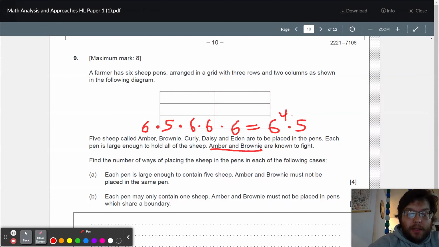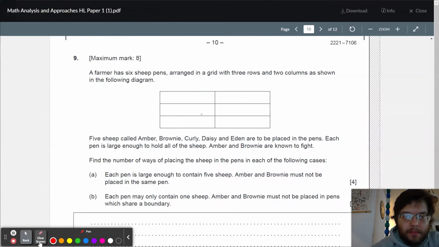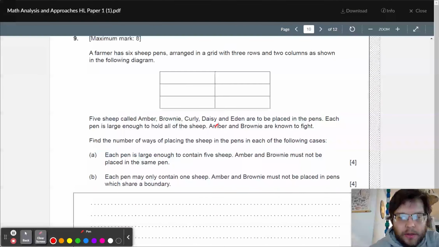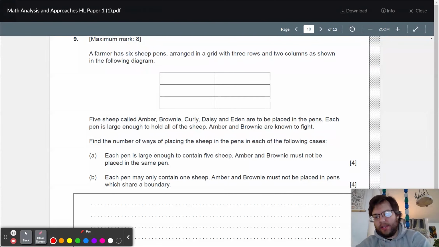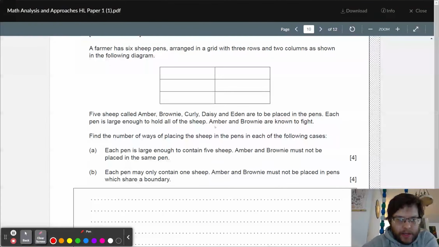Okay, so part B. Part B, each pen may contain only 1 sheep. Amber and Brownie must not be placed in pens which share a boundary. Okay. So, one way to approach this is to break it up into cases. And so, let's say that Amber is right here.